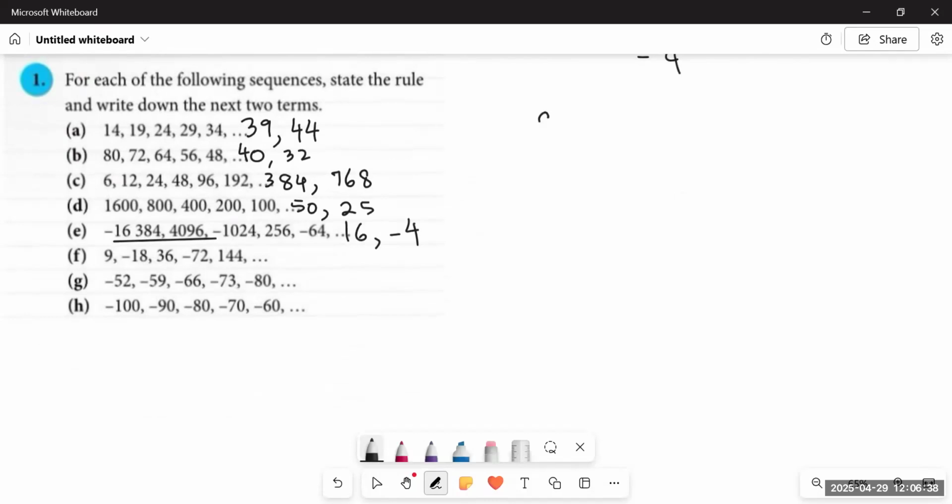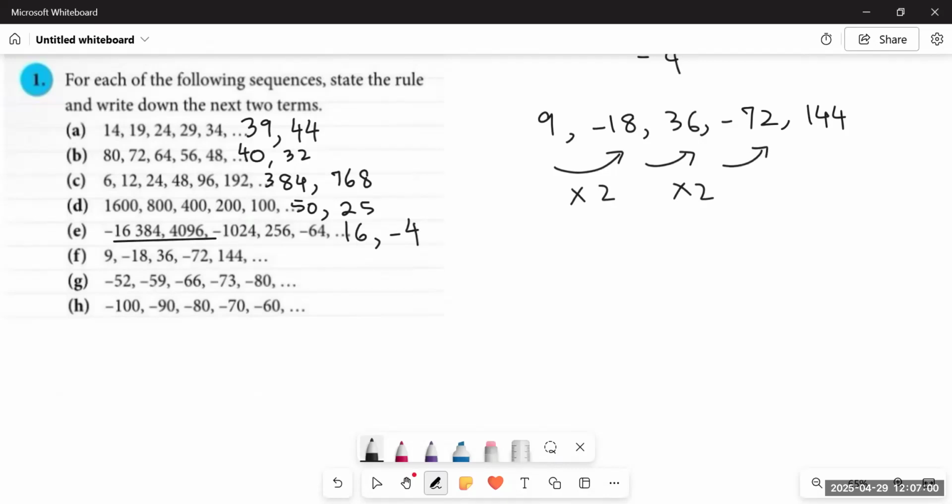Next, we again have one number positive and the other negative, but this time the numbers are increasing. So it couldn't be division anymore. Instead, it would be multiplication. So what should I multiply 9 by to get 18? I'll simply read the table of 9. That is 9 2s are 18, 18 2s are 36, 36 2s are 72, 72 2s are 144. But don't forget to write the minus sign before 2, because we are getting one of the numbers as positive and the other as negative.